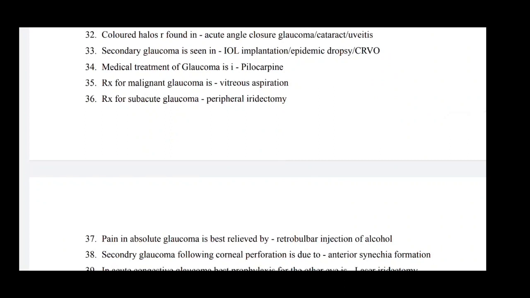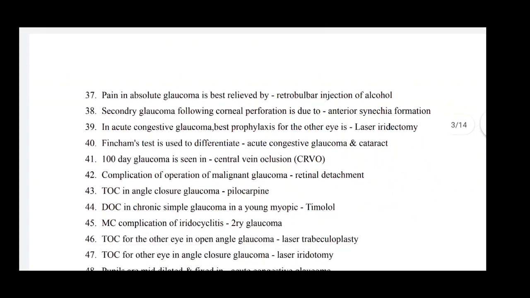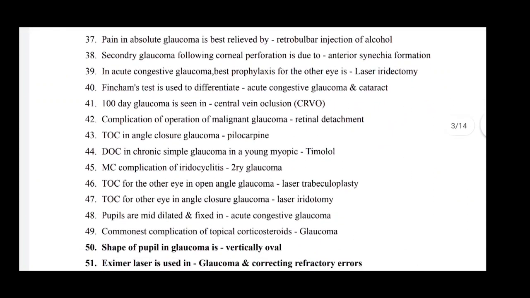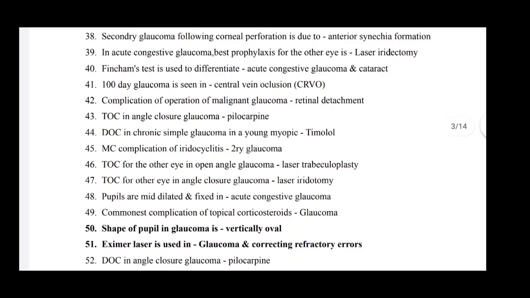Medical treatment of glaucoma is with pilocarpine. Treatment for malignant glaucoma is vitreous aspiration. Treatment of subacute glaucoma is peripheral iridectomy. Pain in absolute glaucoma is best relieved by retrobulbar injection of alcohol. Secondary glaucoma following corneal perforation is due to anterior synechiae formation. In acute congestive glaucoma, best prophylaxis for the other eye is laser iridectomy.